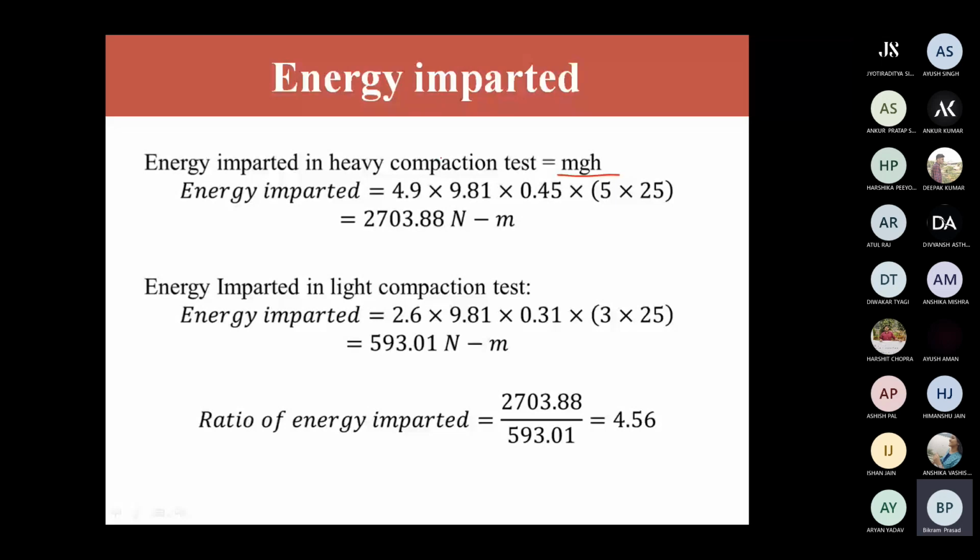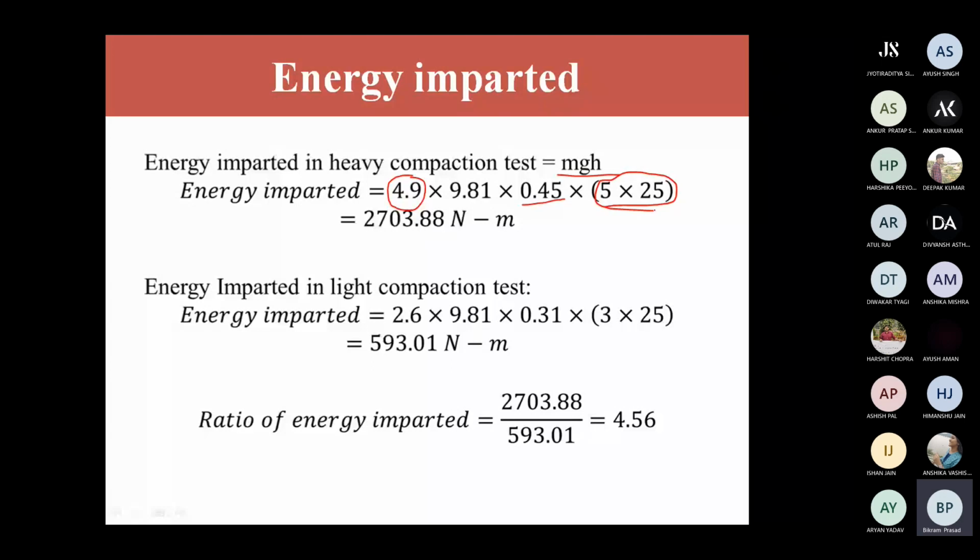Sorry, 4.9 is the weight, 4.9 kg, and g is 9.81, and 0.45 is the height, dropping from 450 mm. If we convert into meters, that will be divided by 1000. Simple funda. And how many times? 25 blows in 5 layers.